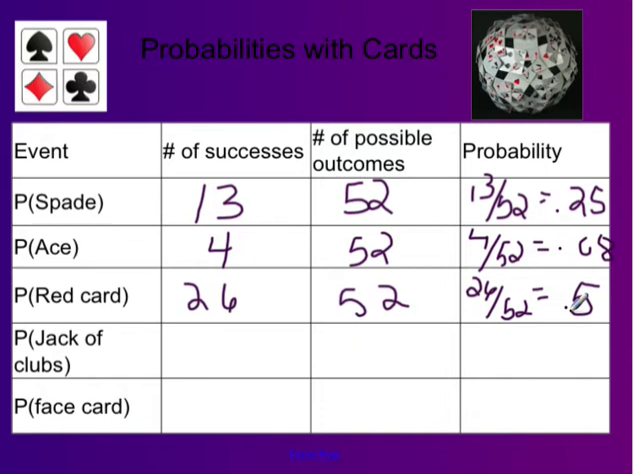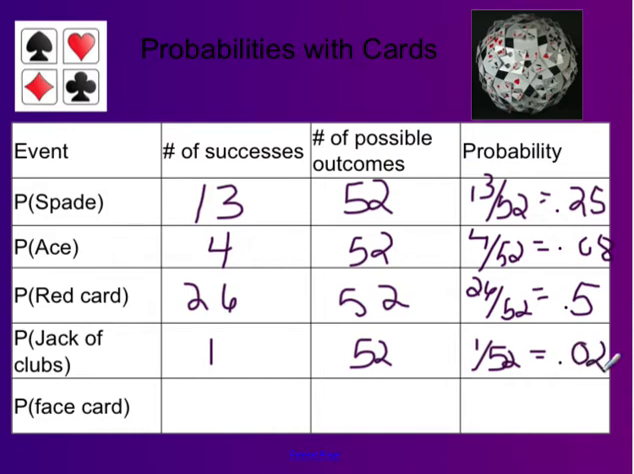Next, a jack of clubs. Okay, well, the jack of clubs is one specific card. It's in the suit of clubs, and there's only one jack. So there's only one success out of the 52. So then 1 divided by 52 is going to be equal to 0.02 when you divide that out.